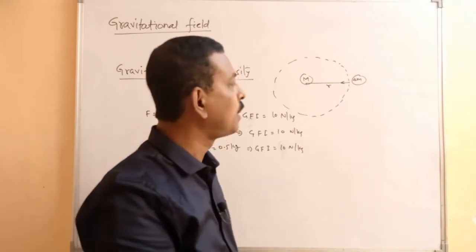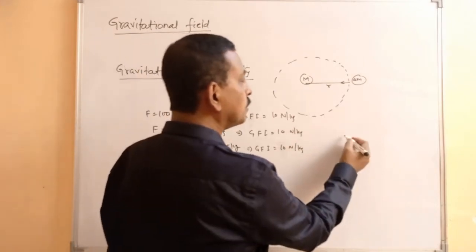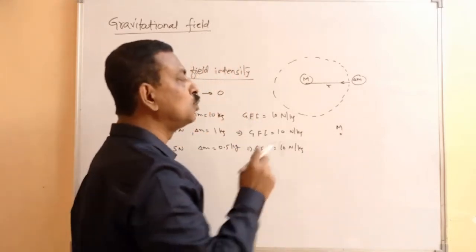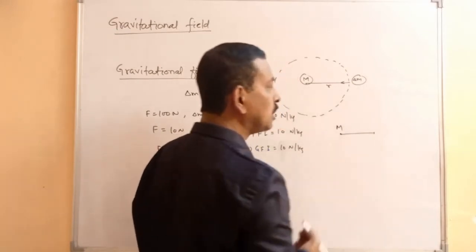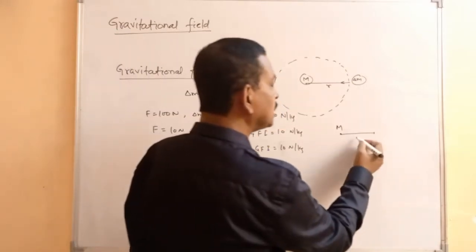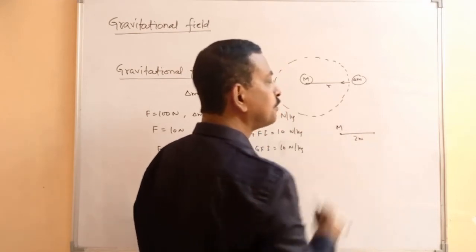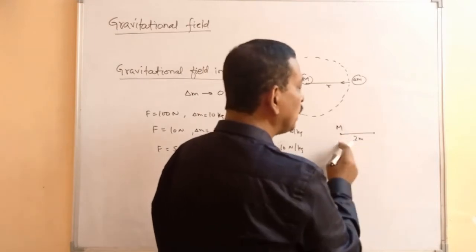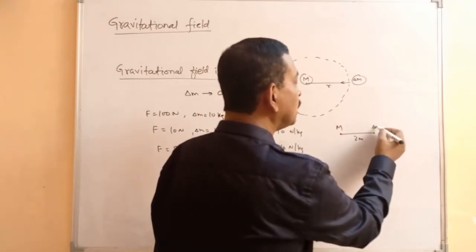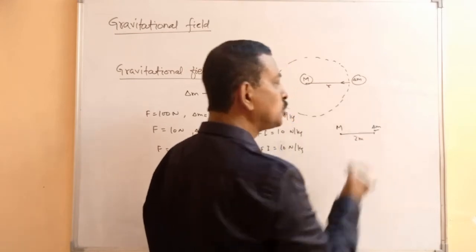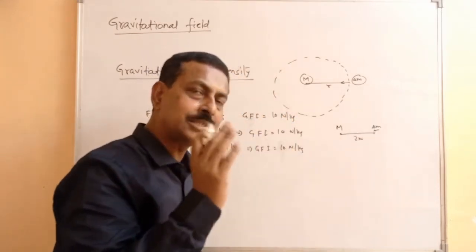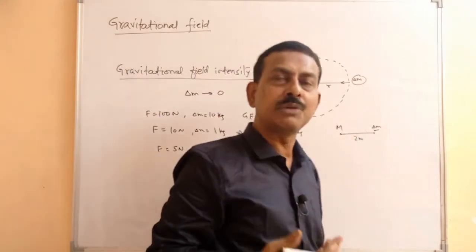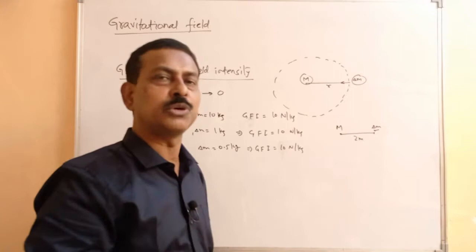Now the reason is, suppose our source mass is m and I want to find its gravitational field intensity, suppose at a distance of 2 meters. So what is the way to calculate gravitational field intensity? I will bring test mass here at this particular position. We'll find out what force it is experiencing, and then force per unit test mass will give you the value of the gravitational field intensity at that point.